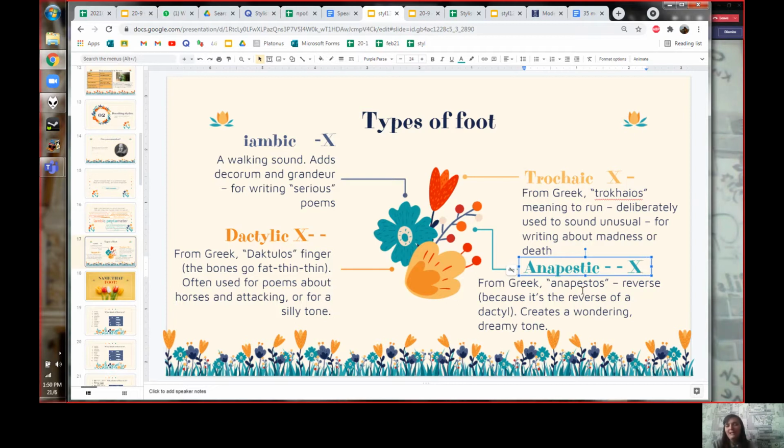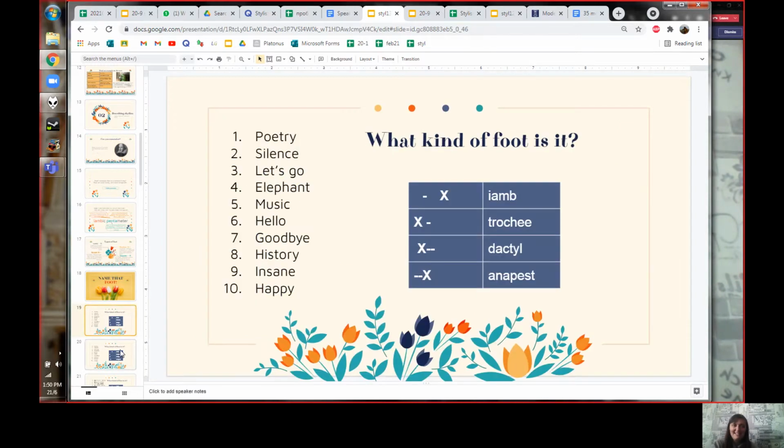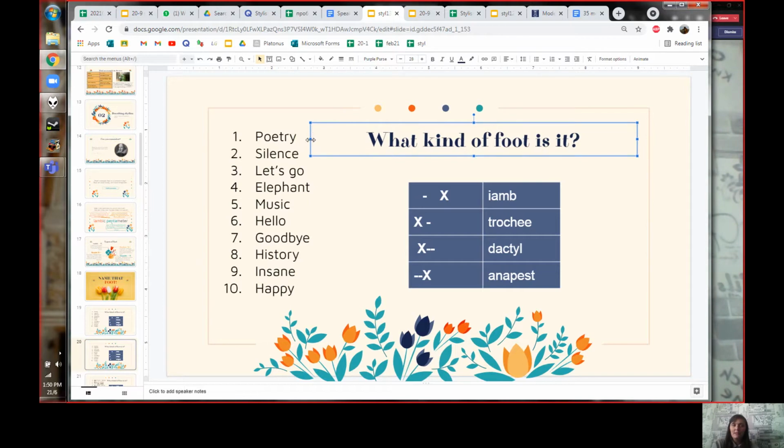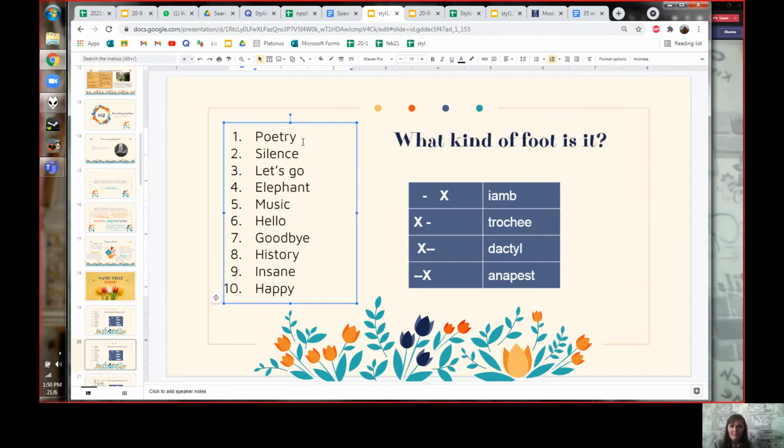So if you want a dreaming, relaxed kind of tone, you can use anapestic meter. So I want you to learn these four words. To practice them, we're going to do a quick exercise, which is a foot naming exercise. The exercise is like this. You can see 10 words in English. I would like you to read each word and try and tell me what kind of foot it is. For example, the first word here, poetry.